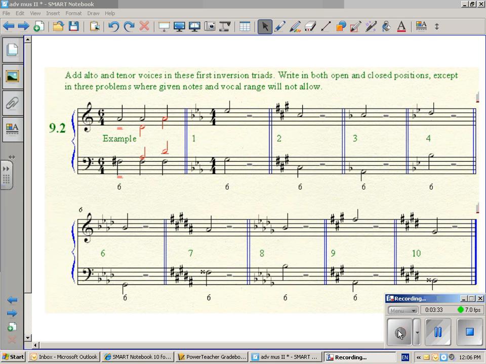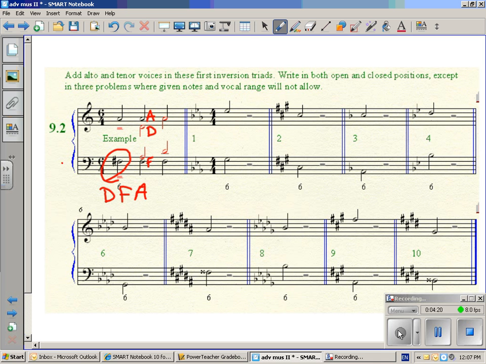Look at the bottom of page 180, and this is an exercise, exercise 9.2, about writing the triads in first inversion. And the instructions say, add alto and tenor voices in these first inversion triads, write in both open and closed positions, except in the 3 problems where the given notes and vocal range will not allow. So what's the first step? The first step is to realize that you can't spell the triad based on the bass note any longer. This bass note is an F sharp, but the triad is D, F sharp, A.